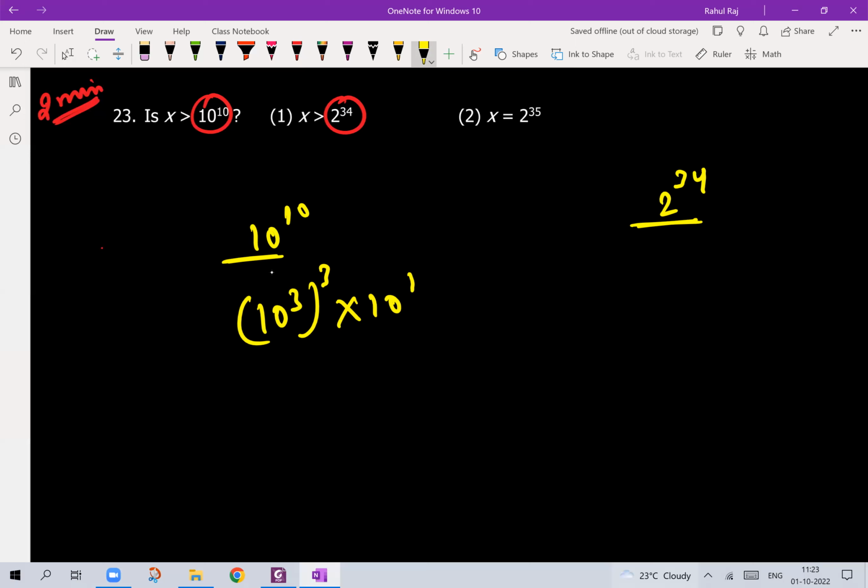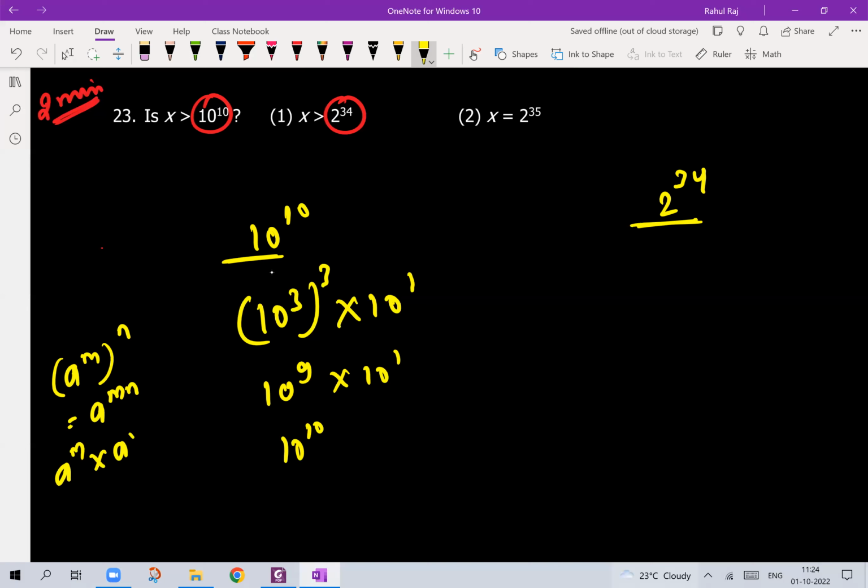logics and all. But 10 to the power 10, can I write it this way? Because a to the power m to the power n is nothing but a to the power mn. So 10 to the power 9 into 10 to the power 1. 10 to the power 9 into 10 to the power 1 is what? 10 to the power 10, because a to the power m into a to the power n is nothing but a to the power m plus n.